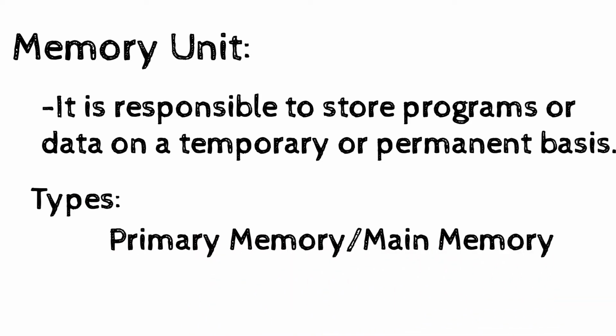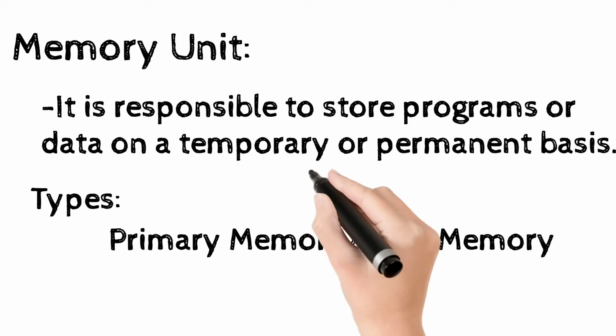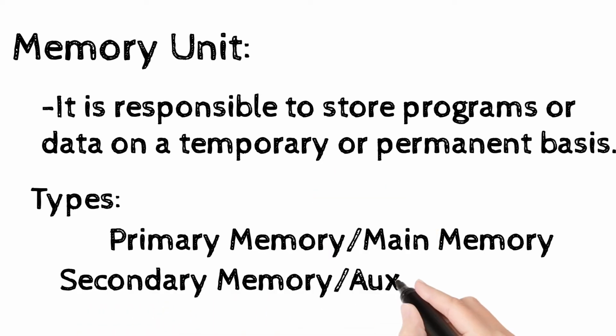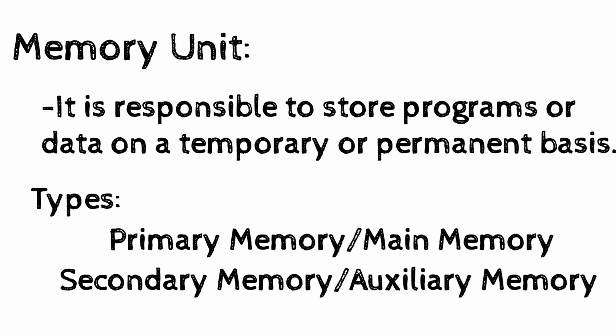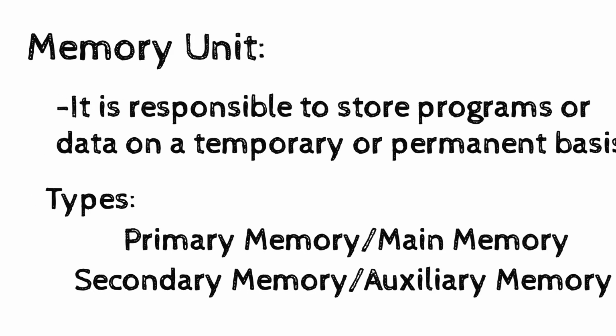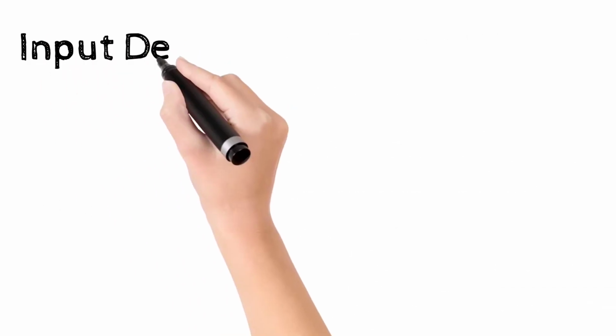The input data which is to be processed is brought into the main memory before processing. The needed instruction for processing and any kind of intermediate results are also stored in primary memory. Together with these, the final output is also stored in the primary memory before it is transferred into the output unit. The second one is secondary memory, also known as auxiliary memory, used to permanently store data.